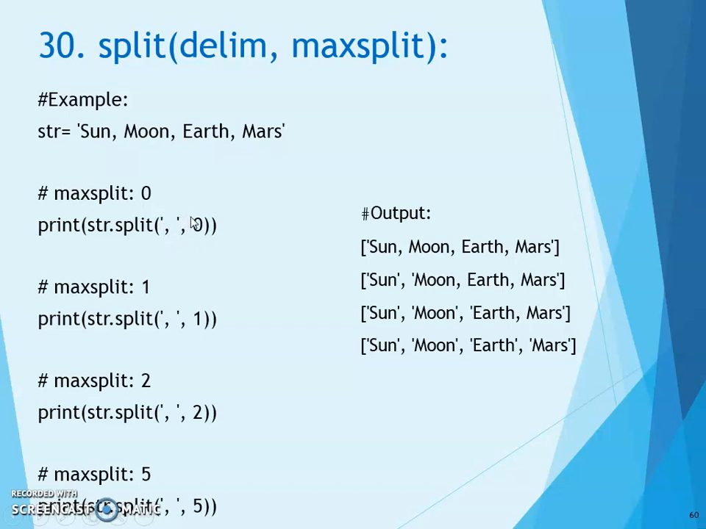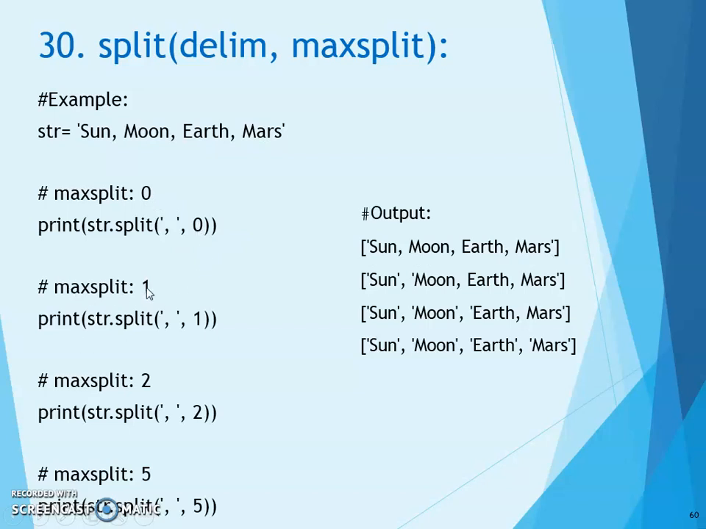We'll see how many parts it will store. According to this, as it is splitting by comma and space, it should be split. This is the first part, then the second, third and fourth. But the max split we are mentioning as 0 means we don't want to split it. So this string will be displayed as it is, as max split is mentioned as 0.